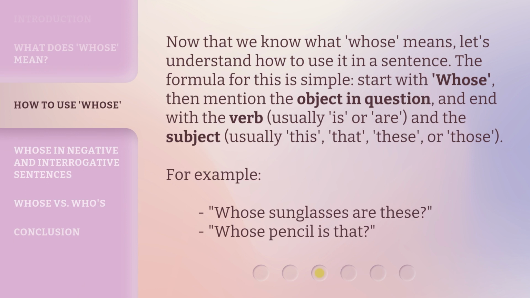Now that we know what whose means, let's understand how to use it in a sentence. The formula for this is simple. Start with whose. Then mention the object in question, and end with the verb, usually is or are, and the subject, usually this, that, these, or those. For example, whose sunglasses are these? Whose pencil is that?